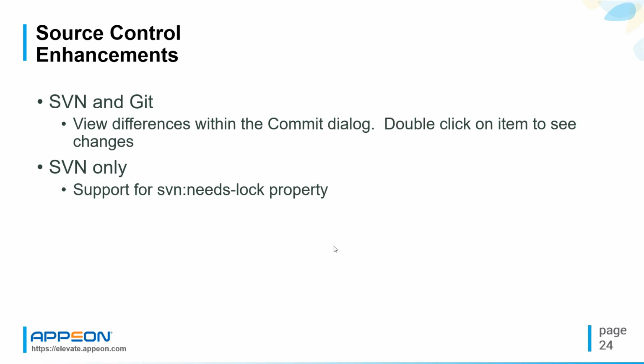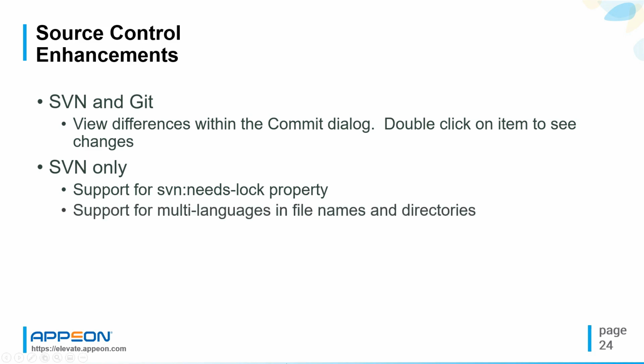It says you can't commit changes to the repository unless you first get a lock on the file. Developer B could go ahead and make his changes, but the Subversion control system would automatically block him from committing those changes because he didn't get the lock first. And so that's now supported through PowerBuilder. And then there's support for multi-languages in file names and directories. And then one more for Git.